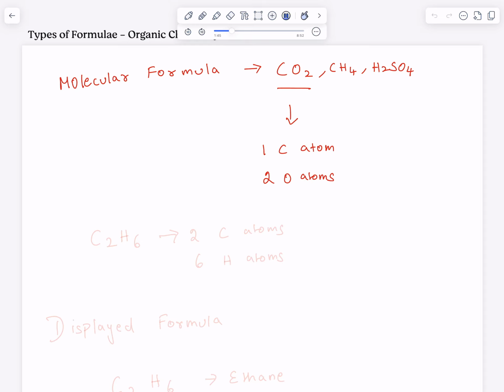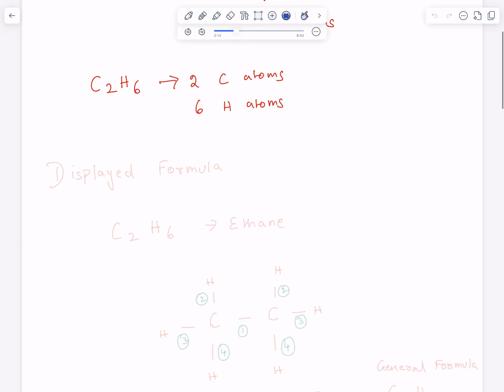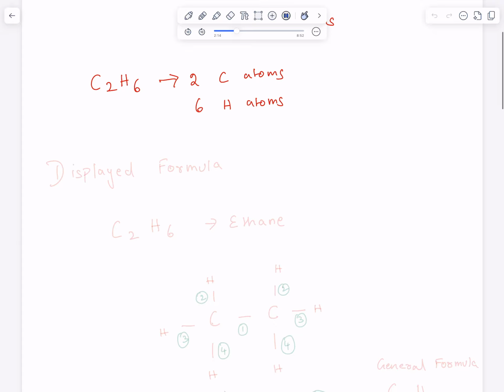Now, for example, let's take another one in molecular formula, which is ethane, C2H6. This is an organic compound. Ethane belongs to the homologous series alkanes. Here, this has 2 carbon atoms and 6 hydrogen atoms. So whenever we count all the atoms of each element and write them together, that is known as molecular formula.